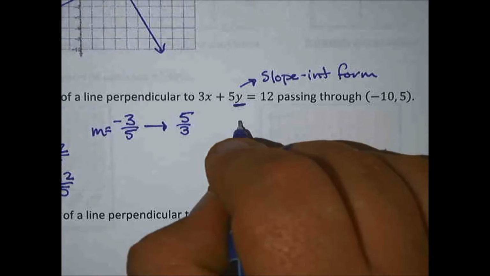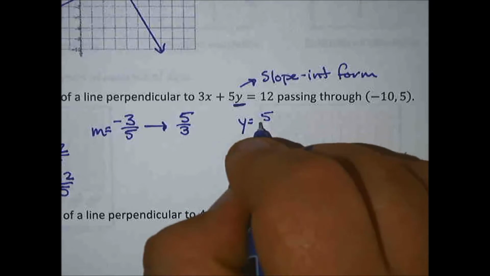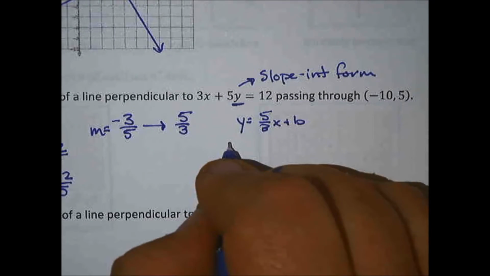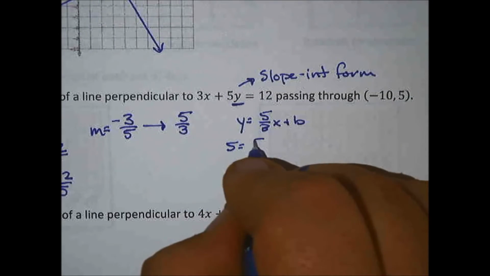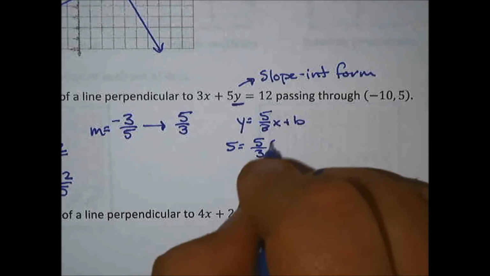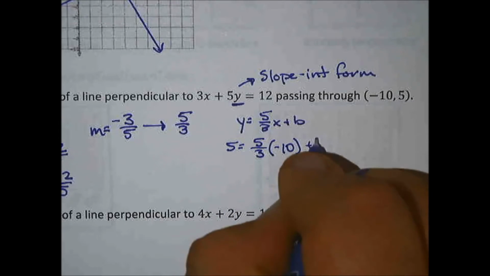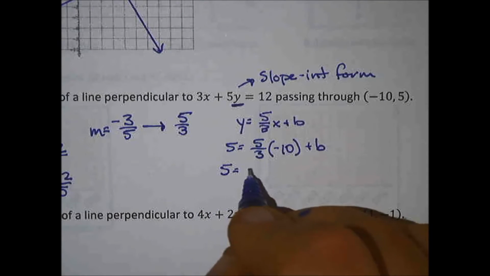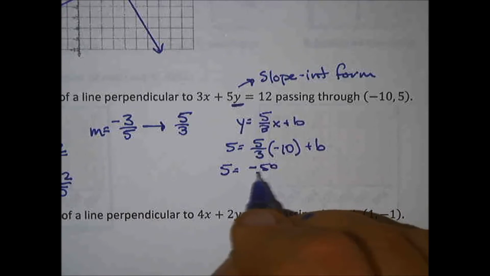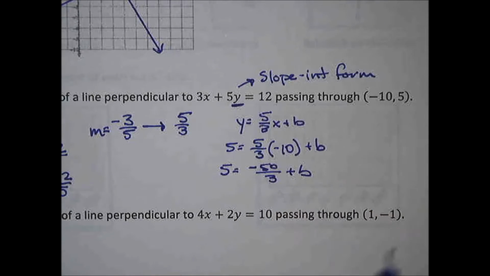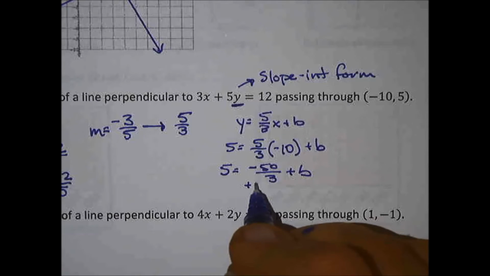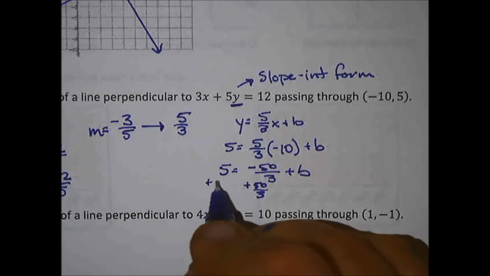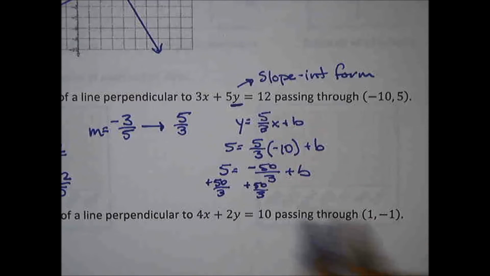This could be a little bit difficult, but y equals 5/3 x plus b. Put the 5 in for y, and the negative 10 in for x, and solve for b. We're going to have some fractions to deal with. Hopefully you're getting a little bit better at fractions because we are mixing them in on a regular basis. Okay? So I want to add 50 thirds.